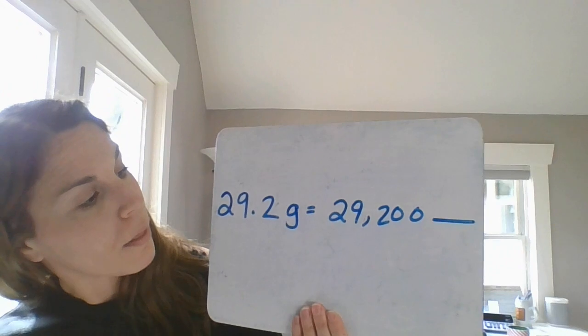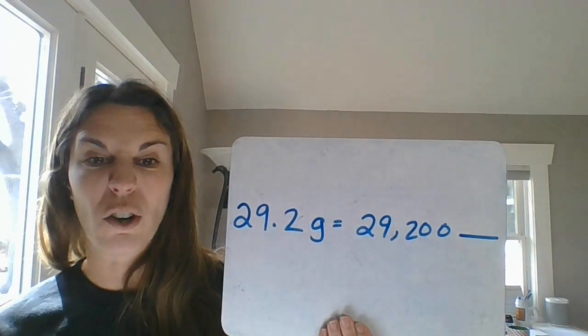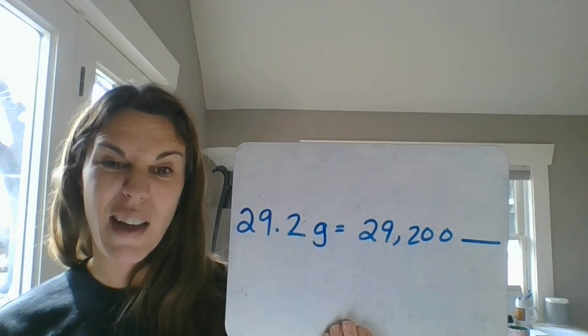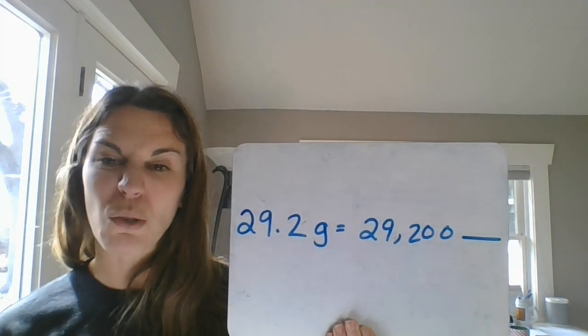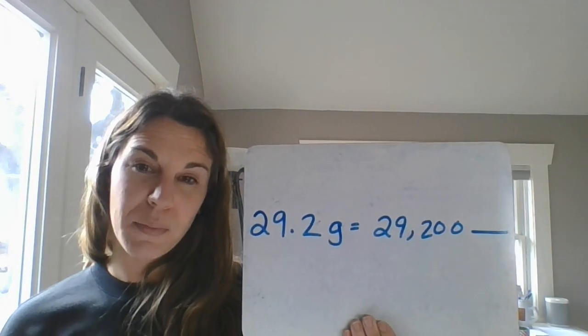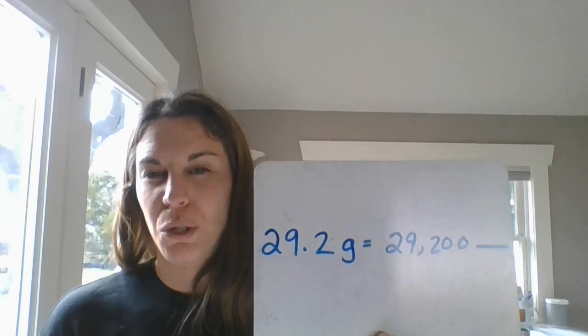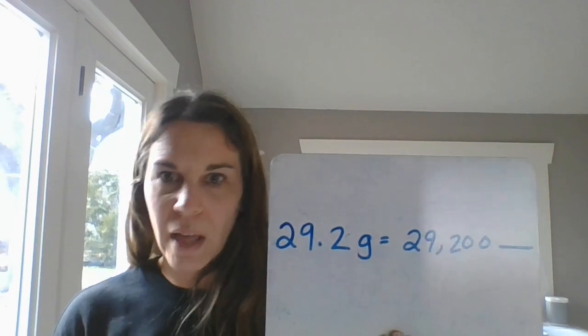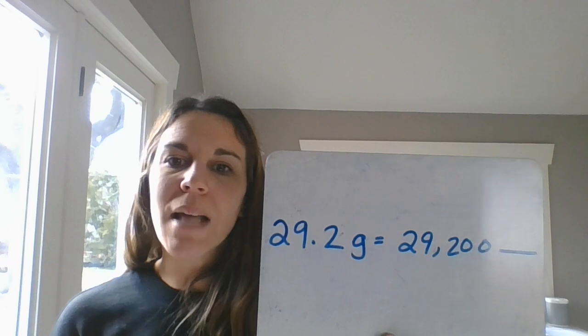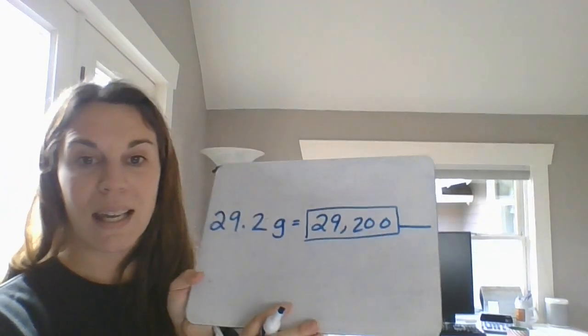Okay. So let's say you're starting with 29 and 2/10 of a gram, and you know that that is equal to 29,200 what? Okay. So what's the first thing you should do, you think? Don't just go to your ladder. Let's think about this. See what's happening to your answer. So I'm going to box what it says it equals.